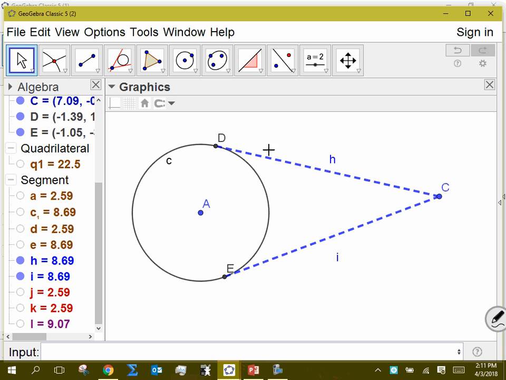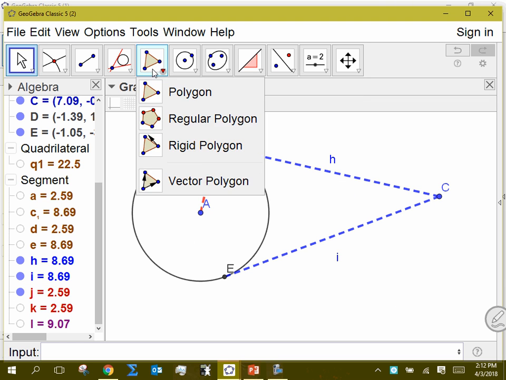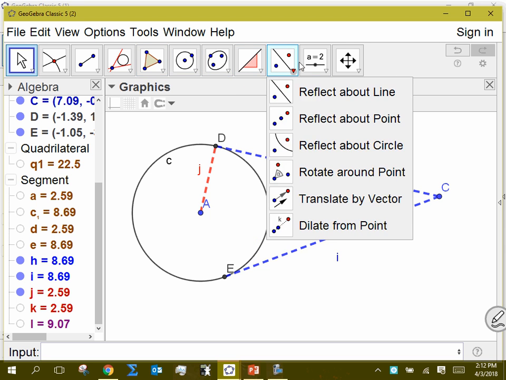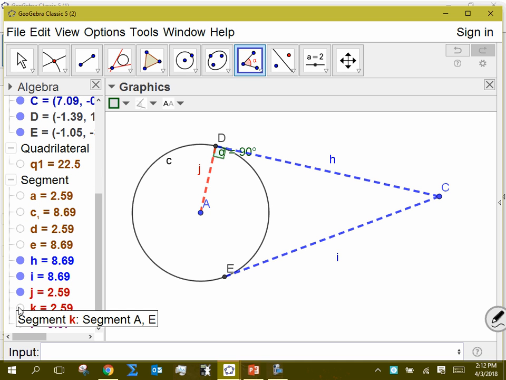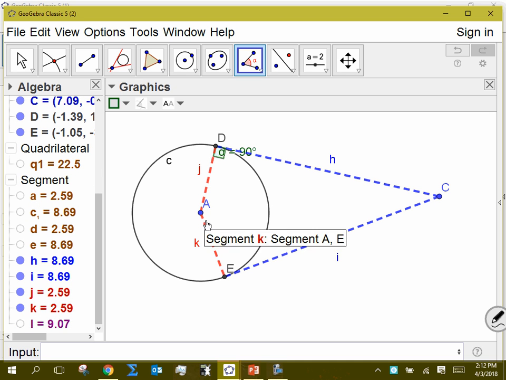If this is a tangent line, or a portion of a tangent line, and point D is a point of tangency, A to D is a what? Radius. So what kind of angle do you have here at D? 90 degrees. Put that in, a right angle. Would you agree that this is another radius? Yes. So what kind of angle do you have here at E? 90 degrees again.